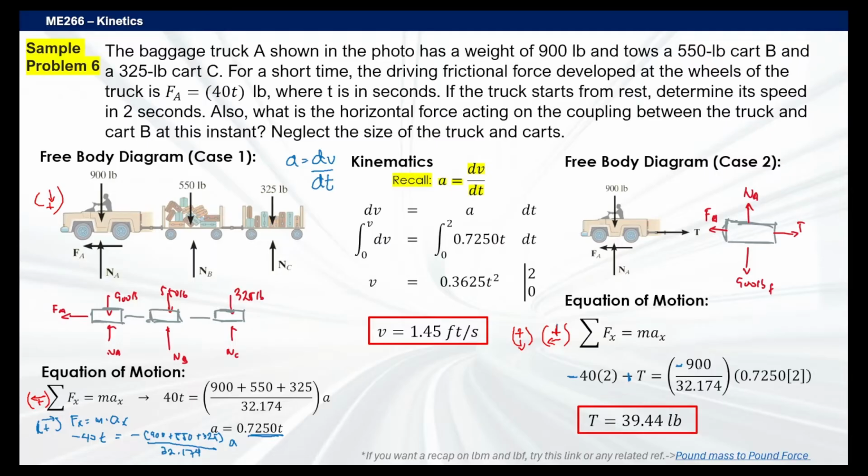Hopefully you're not confused as to why this 900 is being divided by 32.174, because 900 here is weight. All we did in the equation is mass. And weight is mass times acceleration due to gravity. So to get mass, you simply divide weight by the acceleration due to gravity. And since we're using FPS units, that's 32.174. Okay? So hopefully you got that, and you weren't confused there.